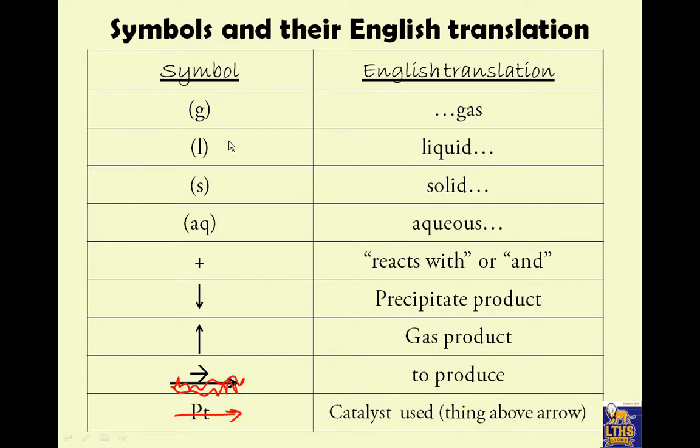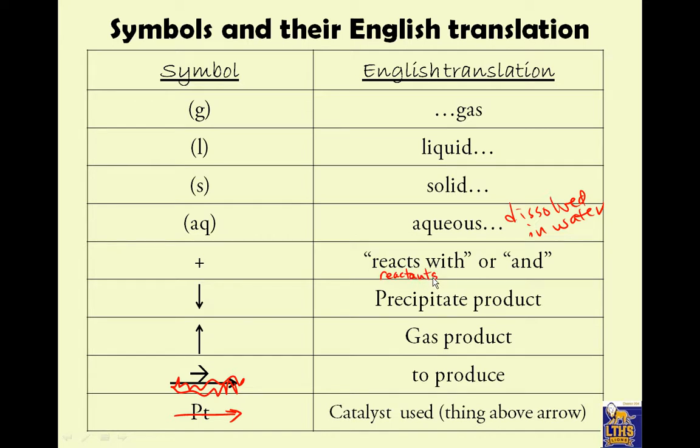Okay, so please put these into your notes. I know it's going to take a while to write them down, but they're very important. If you see the symbol G in parentheses, it's telling you that that substance is a gas. L in parentheses is a liquid. S in parentheses is a solid. AQ is aqueous, which means dissolved in water. Okay. A plus sign on the reactant side is saying reacts with.